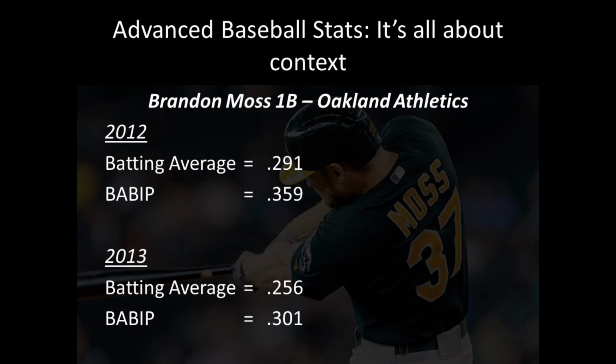However, with the context of BABIP, we see that he hit .359, which was about 68 points higher than his batting average, along with 60 points higher than the league average batting average on balls in play. So, on their own, there's nothing inherently wrong with batting average or BABIP. They each tell a story, and from that story we can derive conclusions. However, given the context of the other, they become exponentially more powerful.